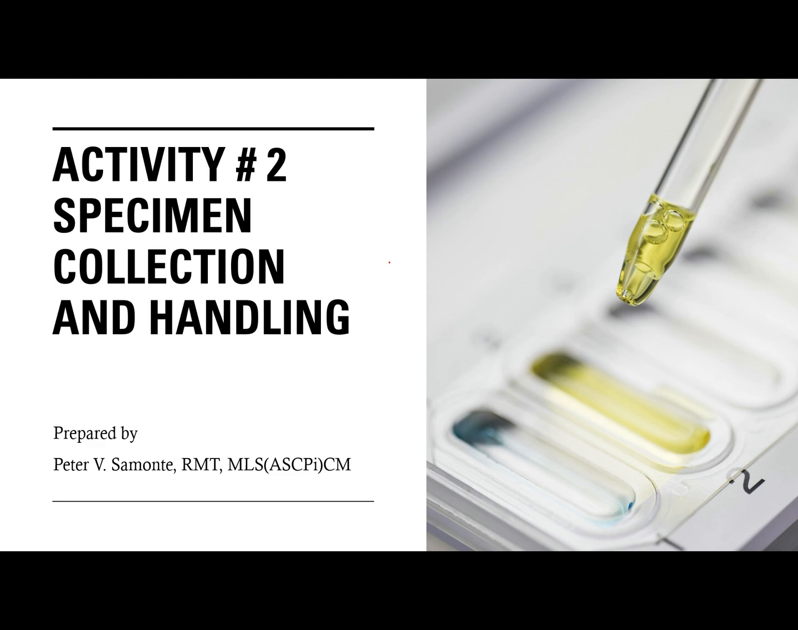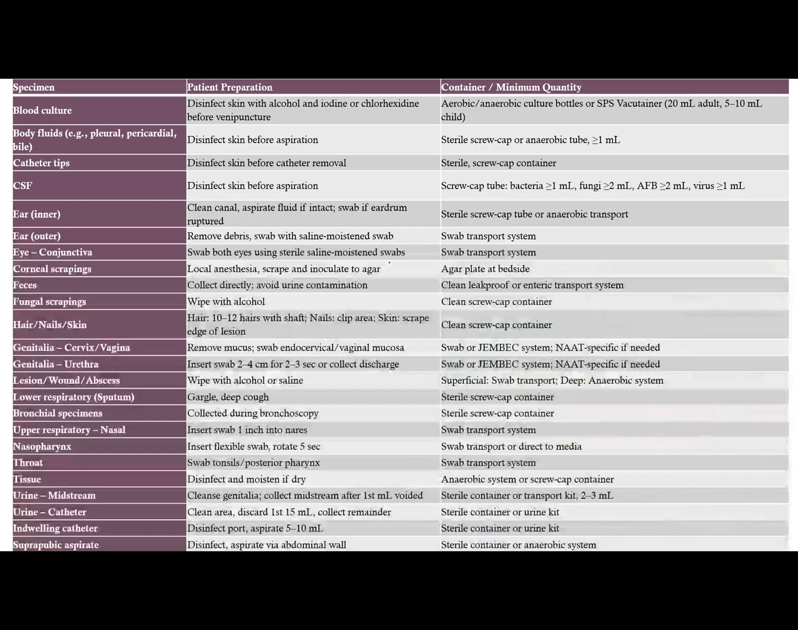So imagine collecting 1 ml of urine for urinalysis. That's supposedly rejected. Bawal yun. Now this is a table, class, of the different specimens, the patient preparation, the containers, and the required minimum quantity. So I won't go through them all. I'm just gonna choose some.